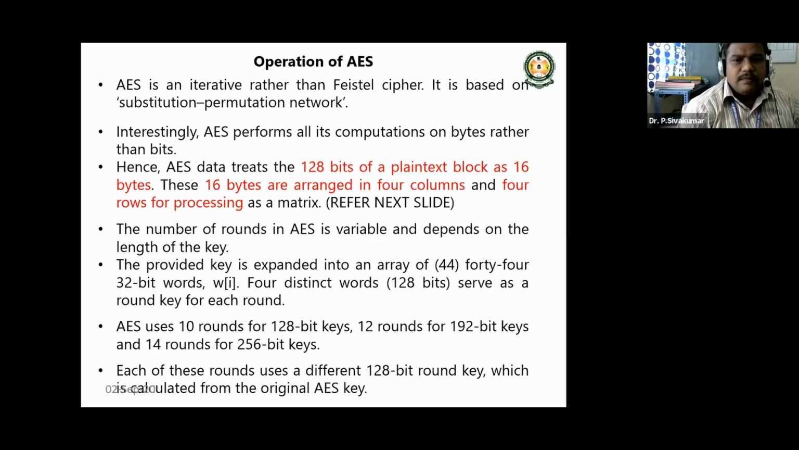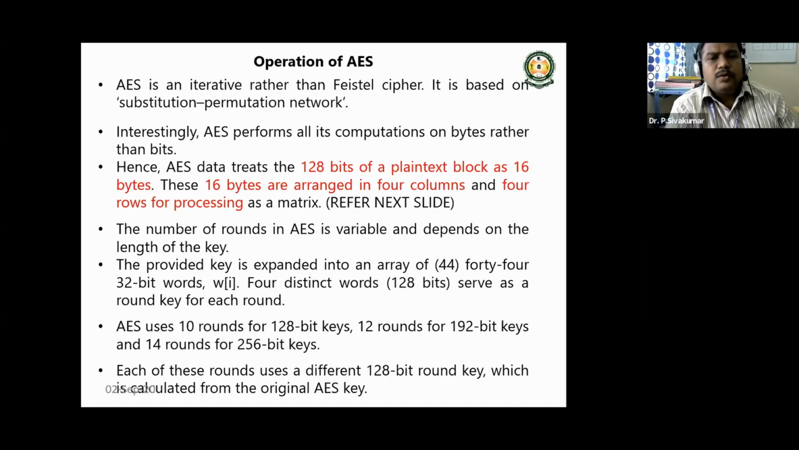So AES performs all its computation on bytes. Next point, in the operation of AES, it performs only byte to byte. Okay. So AES treats the 128 bit plain text block as 16 bytes, because 128 divided by 8, 1 byte is equal to 8 bits. You know it very well. So normally a 128 bit block we can take as input.